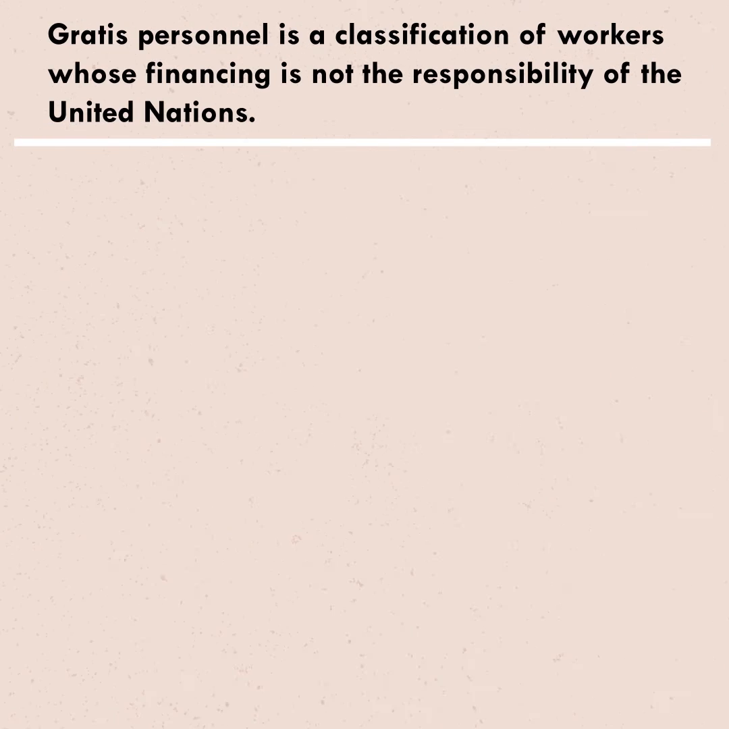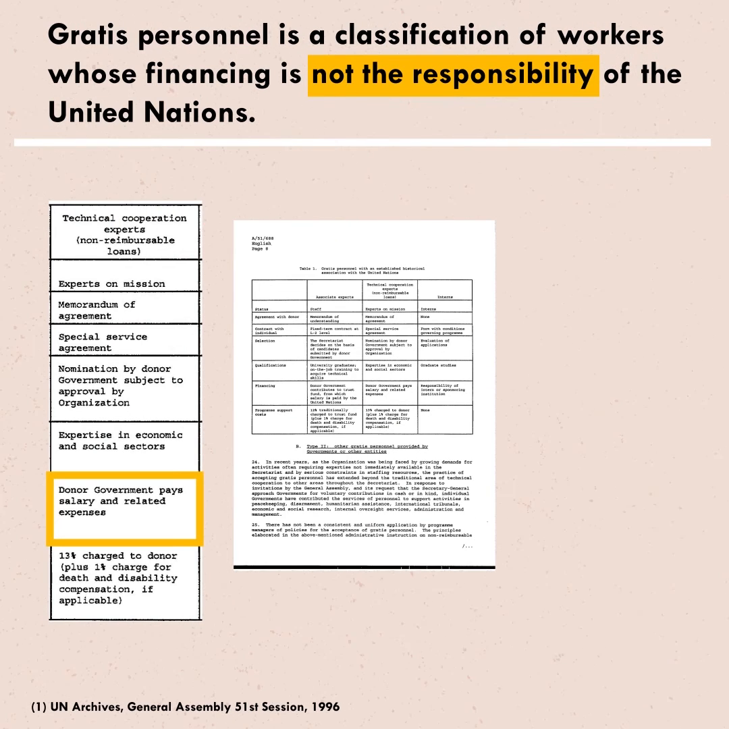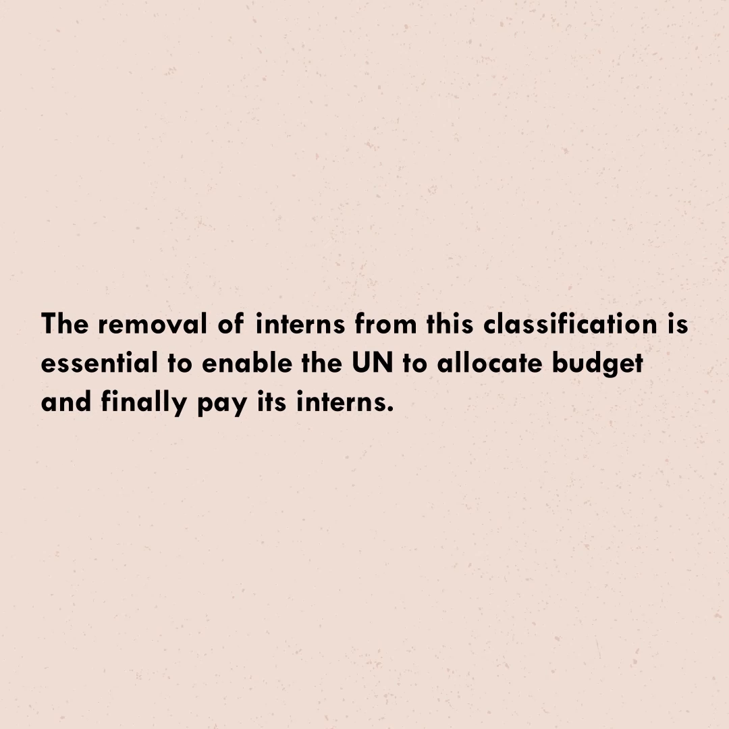Gratis personnel is a classification of workers whose financing is not the responsibility of the United Nations. The salaries of all gratis personnel are generally paid by the institutions of their home countries, except for interns. Interns are responsible for their own financing, or must find sponsoring institutions who will support them. The removal of interns from this classification is essential to enable the UN to allocate budget and finally pay its interns.